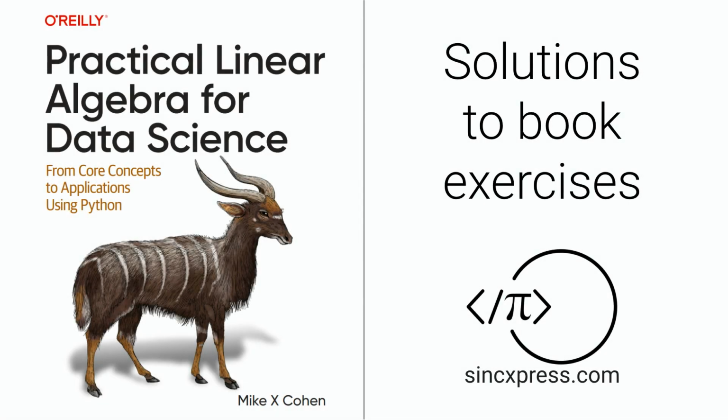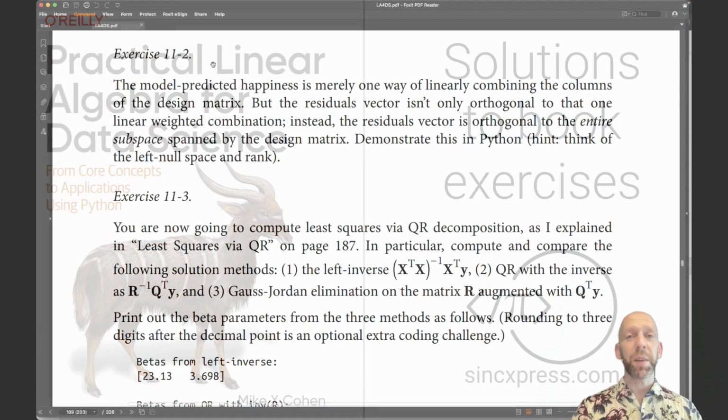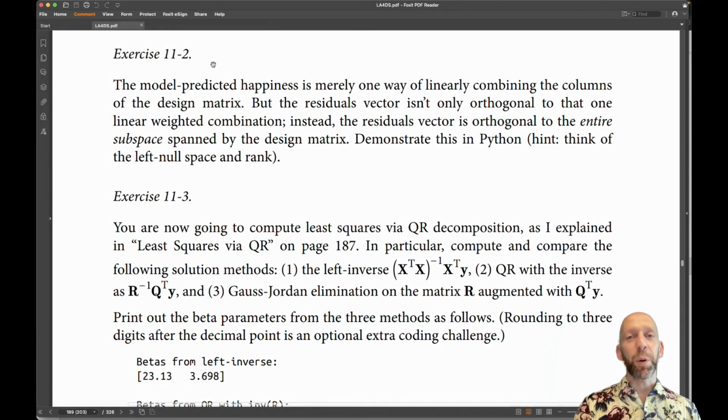The goal of exercise 2 is to continue exploring the orthogonality between the residuals and the predicted data values. Now, the predicted data values from a model is just one way of combining the columns of the design matrix. So it's one linear combination of all the columns of the design matrix.